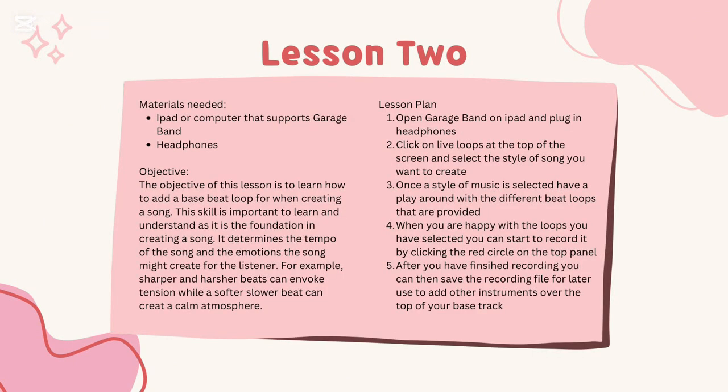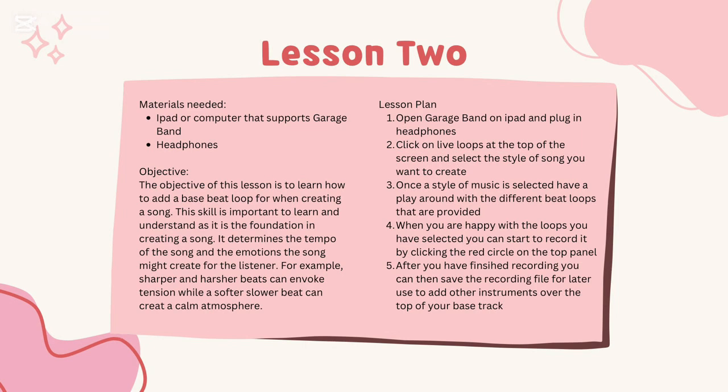Lesson 2. Objective. The objective of this lesson is to learn how to add a bass loop when creating a song. This skill is important to learn and understand as it is the foundation in creating a song. It determines the tempo of the song and the emotions that the song might create for the listener. For example, sharper and harsher beats can evoke tension, while a softer, slower beat can create a calm atmosphere.